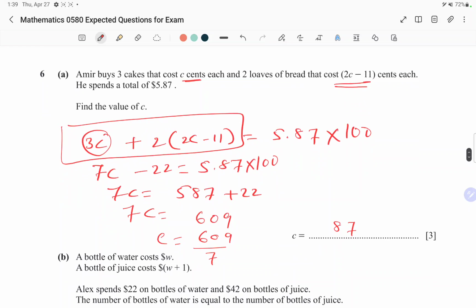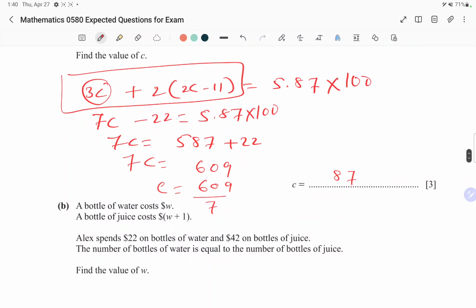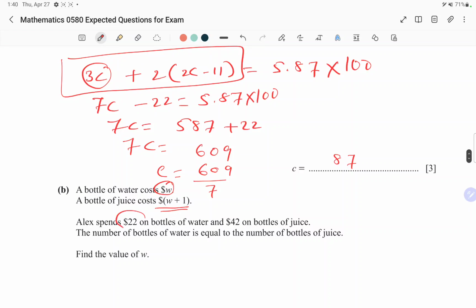Now a bottle of water costs $W and a bottle of juice costs W plus $1. Alex spends $22 on bottles of water and $42 on bottles of juice. The number of bottles of water is equal to the number of bottles of juice. Find the value of W. Now, a bottle of water costs $W and the juice is W plus 1.